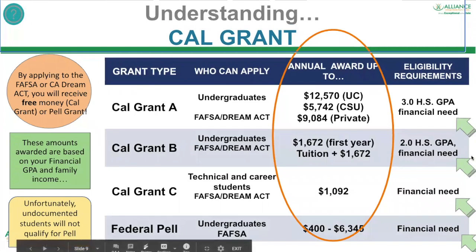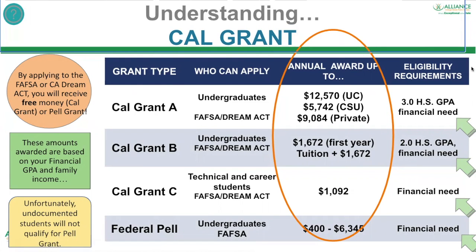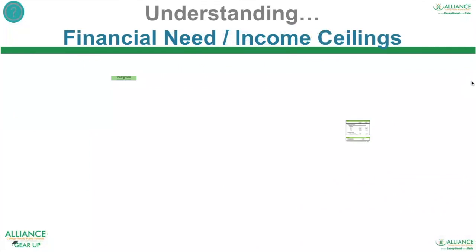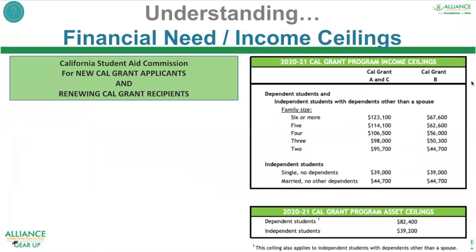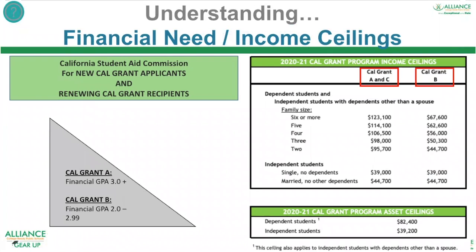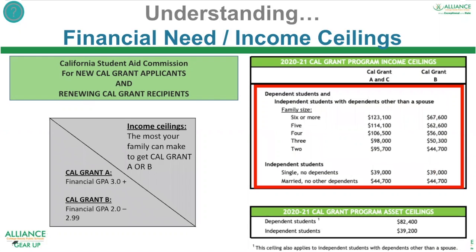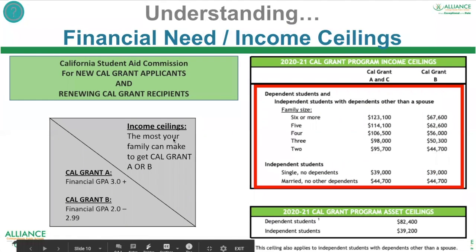Here you guys see the GPA eligibility. This is where grades matter. So for the Cal Grant, it's a combination of both your family income and your grades. And I will go into more detail here on this side. So financial need and income ceiling. So for the California Student Aid Commission, they look at 2 things. They look at your GPA, like I mentioned, and then your family income.